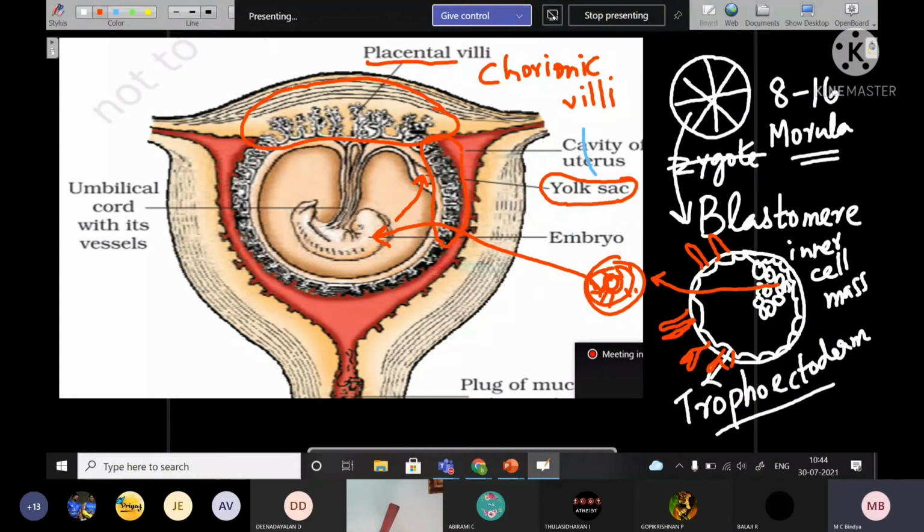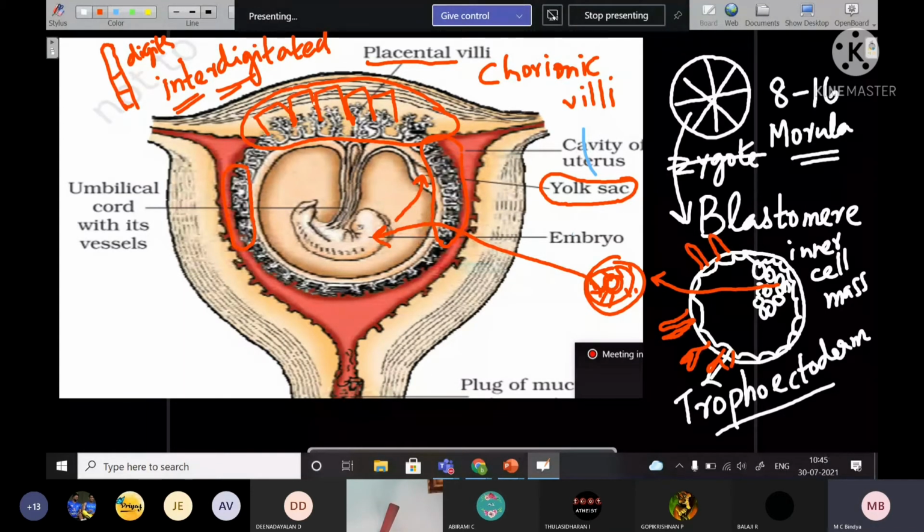These villi will get attached to the uterus tissue like this. So it's like a plug fitted into the socket, no? Like that. The term used for this is interdigitated. Digits means our fingers, in which some bones are there. So interdigitated means when the chorionic villi projections get inserted into uterus tissue. That is called interdigitated. So this connection is called placenta. Connection between uterus tissue and the embryo tissue is called placenta.